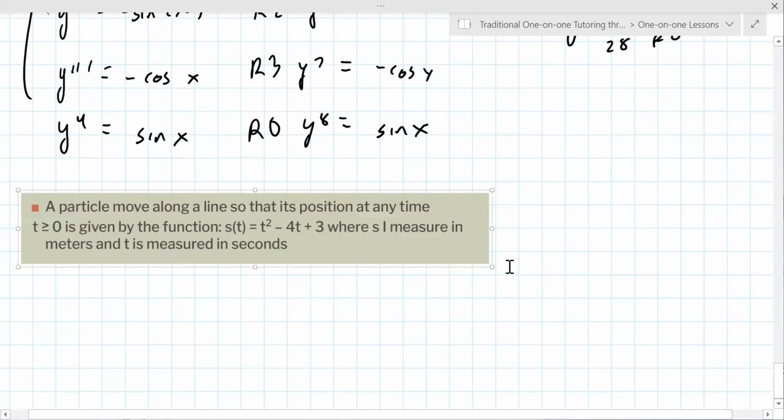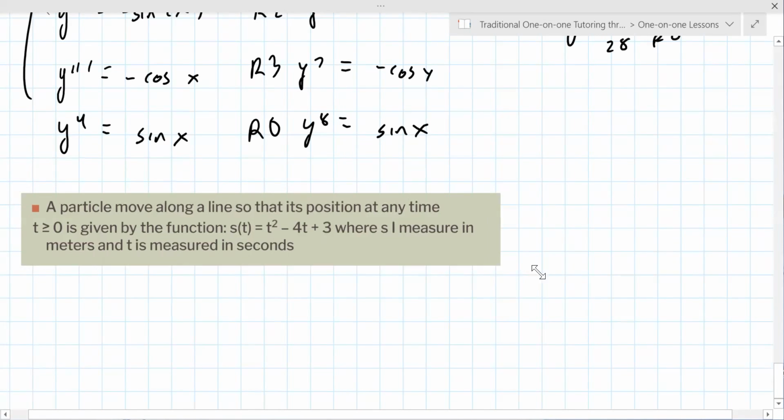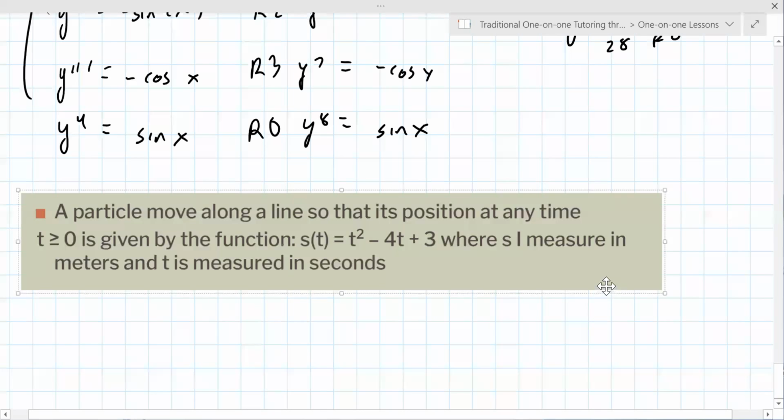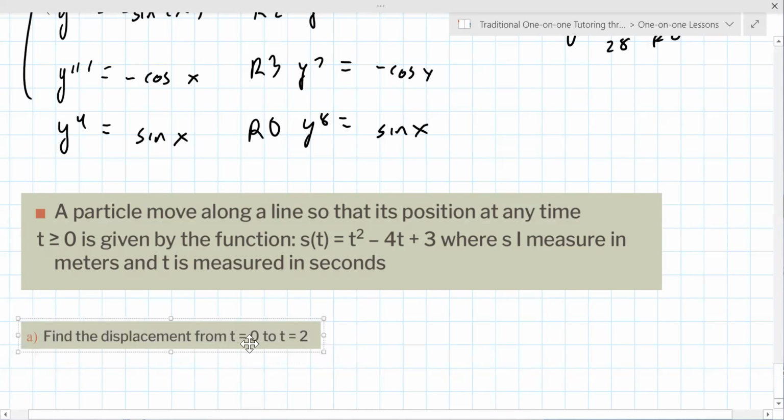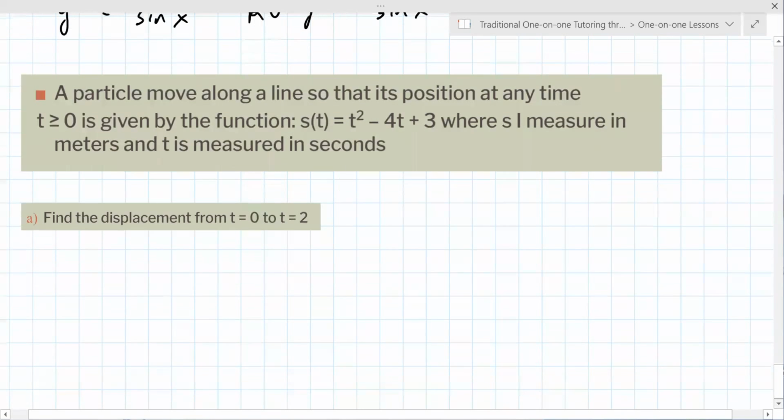All right, a particle moves along a line so that its position at any time is given by the function t squared minus 4t, where t is measured in meters, and so on. Okay, and then a question: do you want to go through all the questions or certain ones? We can just go through all of them. Okay, so displacement is not calculus. It's essentially finding s of 2 and subtracting s of 0.